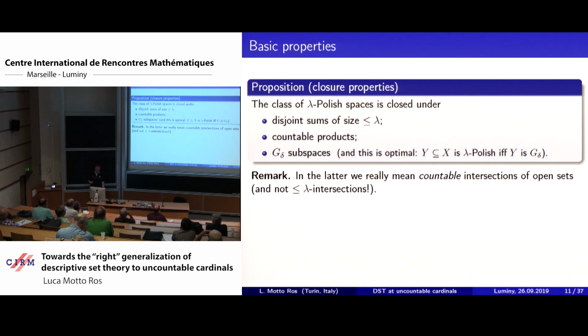So the first thing that we ask ourselves is how much closed is this class as a whole? If you take the class of all lambda Polish spaces, it is still closed under disjoint sums of size less or equal than lambda, because the weight is lambda, so it's allowed to do this kind of union. But it's not closed under products of size lambda. The point is that in the product somehow you have to take the cofinality. Here the cofinality is omega, and so the best you can do is countable products, essentially. And then it is closed under G delta subspaces, just because if you take a G delta subspace of a completely metrizable space, it's still completely metrizable, and vice versa.